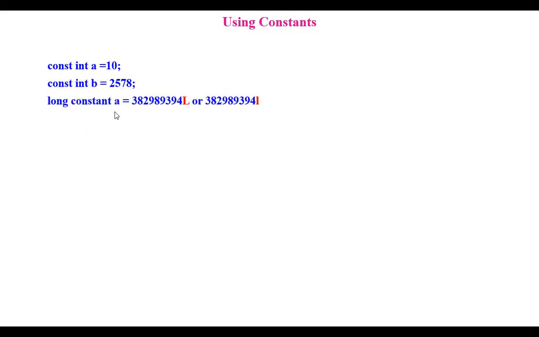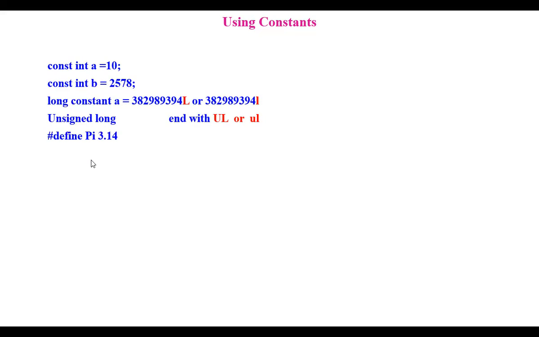Suppose I want to declare a long constant. Then a long constant can also be declared, but in the end, you must have either small l or capital L. For unsigned long, you will have unsigned long, either in capitals or small letters.